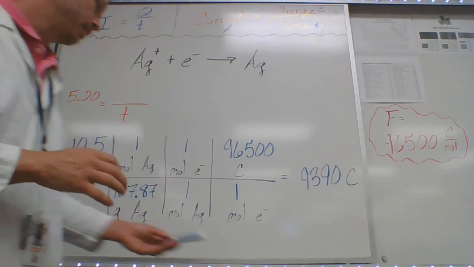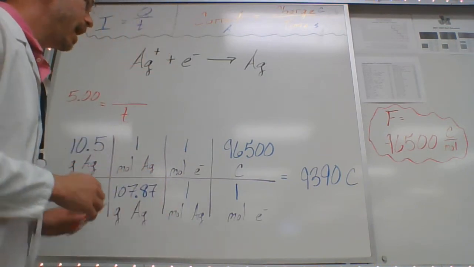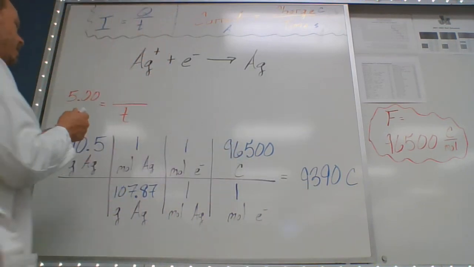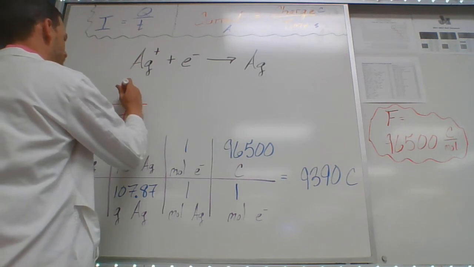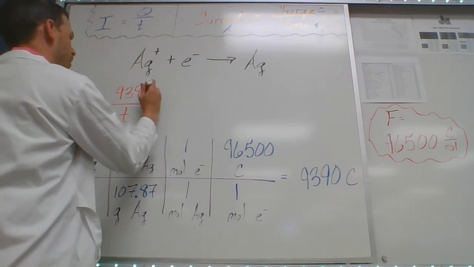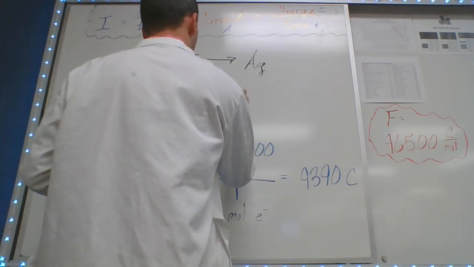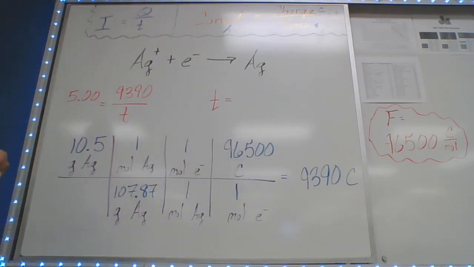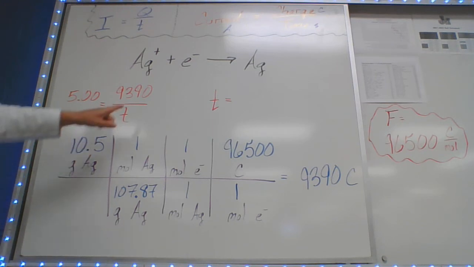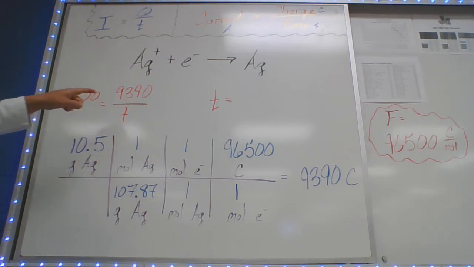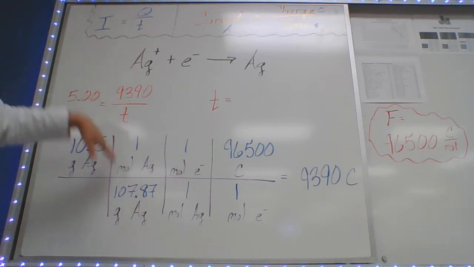Stop me if you don't like something. All right, so now my 9390 coulombs is my charge. I have my Q value. And this will spit out time, right? So ultimately, it's going to be 9390 divided by 5. That's what you should be doing with your algebra, right?